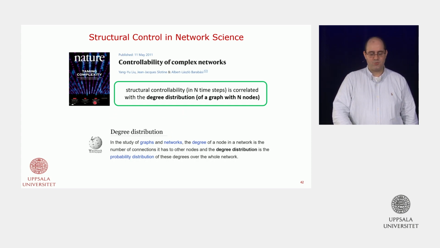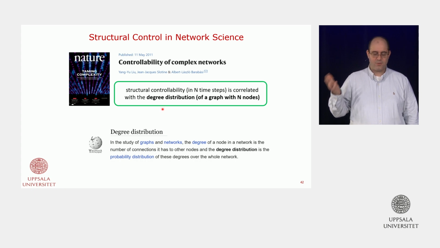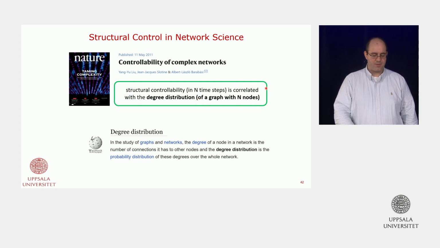For that, and that's why I mentioned this paper before, we are going to use one of their findings. It turns out that structural controllability in n steps is correlated with the degree distribution of a specific graph. This degree distribution is basically how many nodes are connected to another node. You can think about in-degree and out-degree, but the same correlations exist either way. It is important to emphasize that in this paper they mainly considered networks that did not have self-loops.